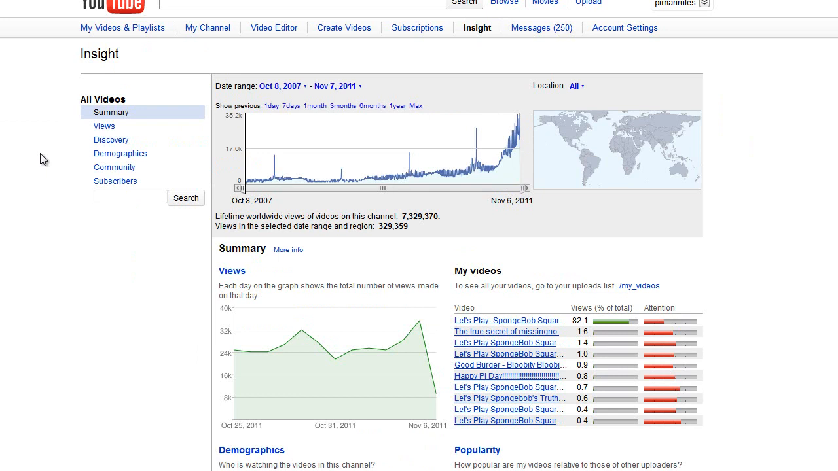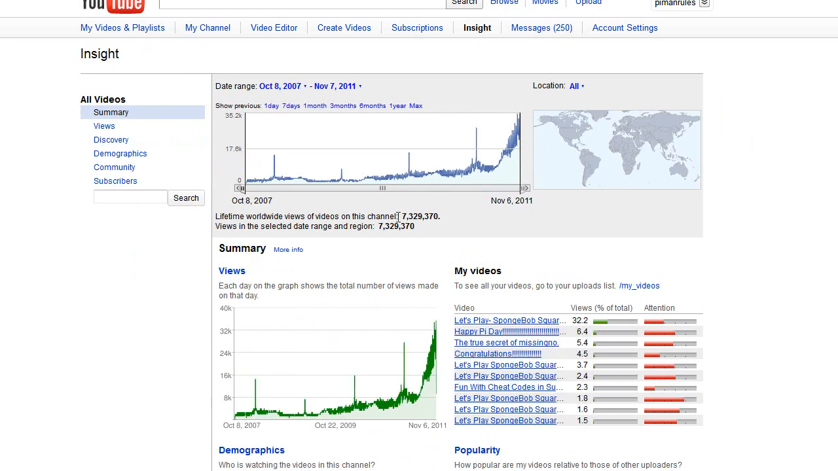Obviously, the statistics only go back to October 2007. That's when they started tracking, but they didn't have the feature back then, I think. I don't know when they added it. But yeah, this graph right here is a nice, simple view of the view counts, views per day.